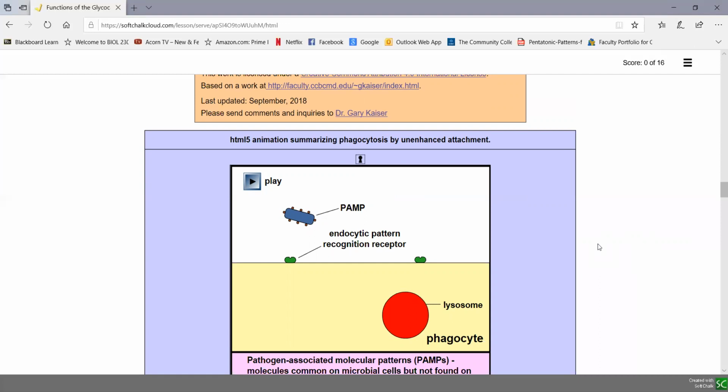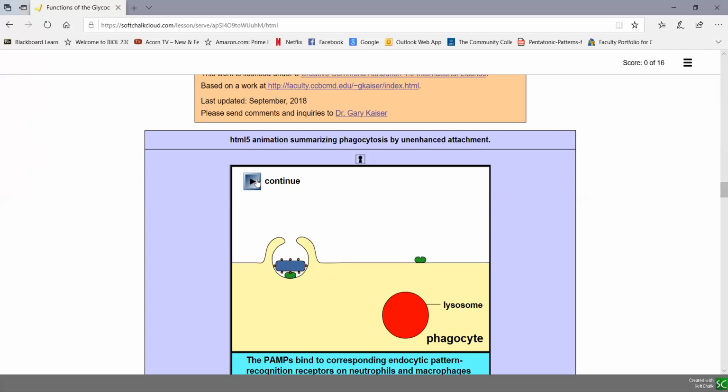And so here we see that much happening with unenhanced attachment, where PAMPs are going to bind to endocytic pattern recognition receptors. So again, the endocytic pattern recognition receptor binds to an appropriately shaped PAMP. As actin polymerizes, pseudopods are formed, they engulf the organism and place it in a phagosome.